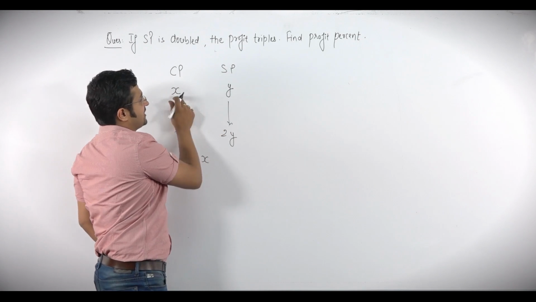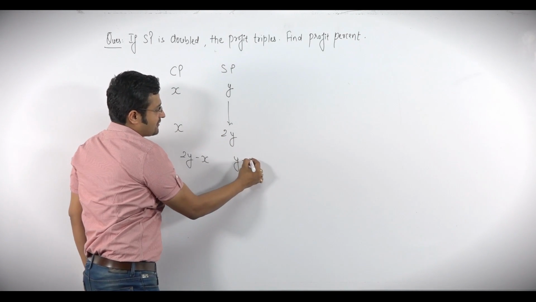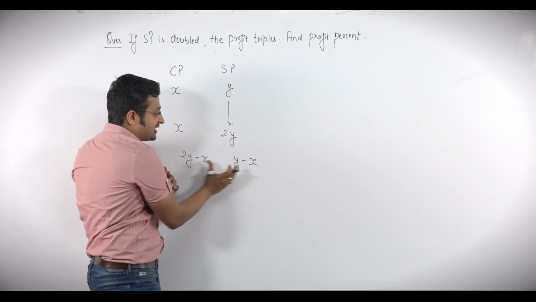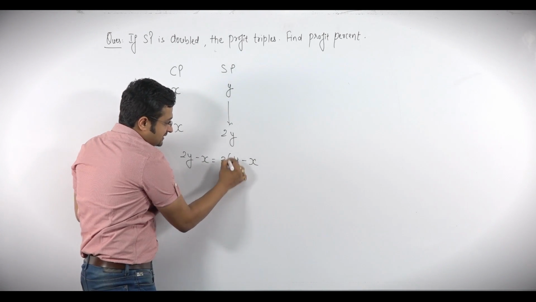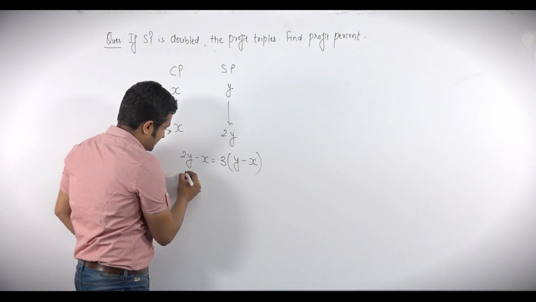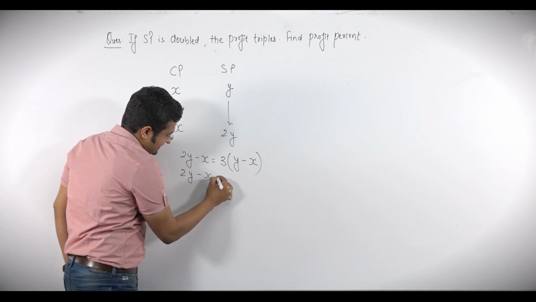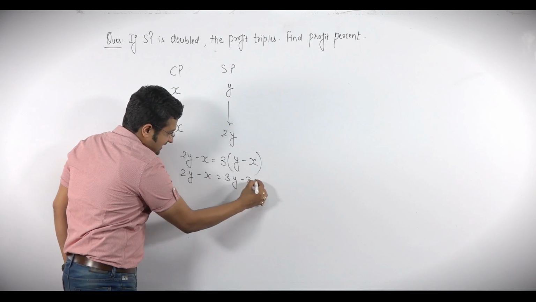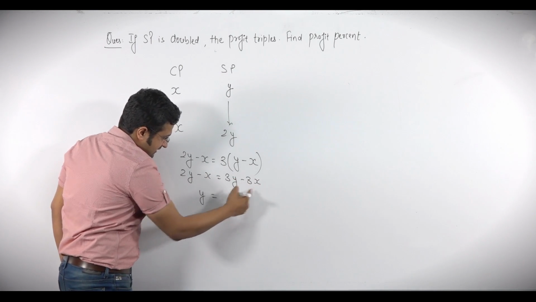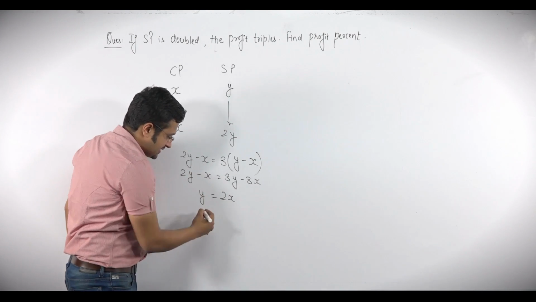What is the profit in the previous case? The profit was Y minus X. And they are saying the profit triples. That means this profit is 3 times this profit. 3 times Y minus X. Now if you solve this equation, you will get 2Y minus X is equal to 3Y minus 3X. So simply Y equals 3X minus X, 2X.